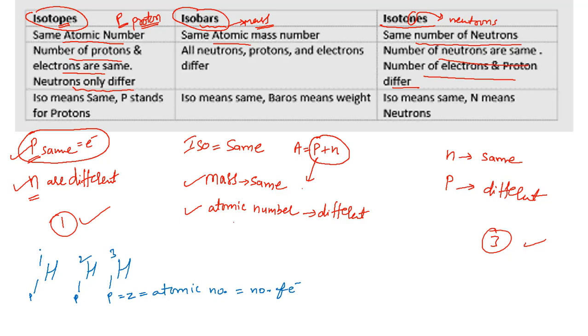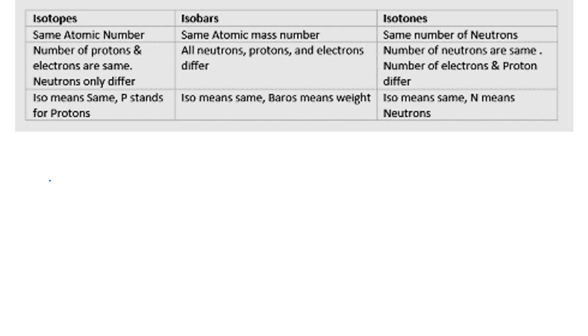What about neutrons? Neutrons will be different. Here how many neutrons? Neutrons is 0. Here neutron 1. Here neutron 2. How did I get it? The formula is A equals P plus N. See here the total mass is 3, already given. So number of protons 1 means obviously neutrons will be 2. 2 plus 1, 3. 1 plus 1, 2. 0 plus 1, 1. Got it? Some more examples.